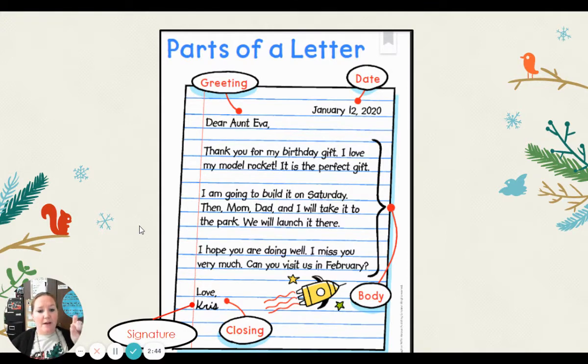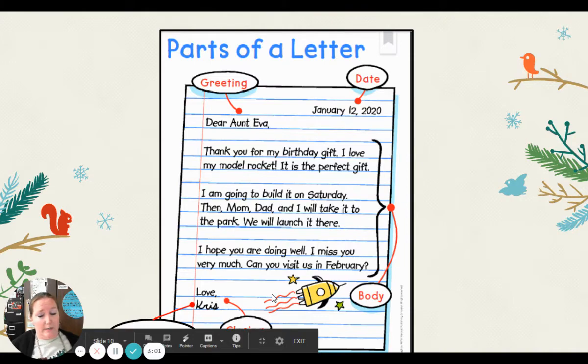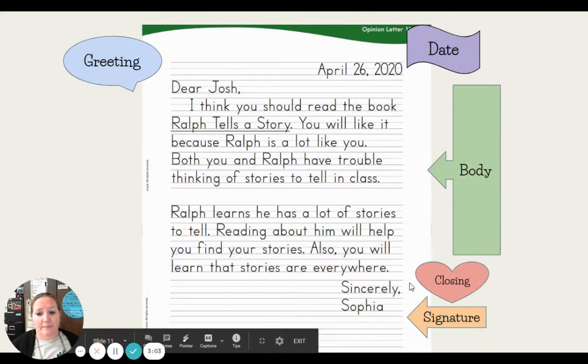And then the very last part of our letter is the signature. This is where you sign your name, the author of the letter, so that the person who gets your letter knows who it's from, the signature. She chose to write her signature in cursive.